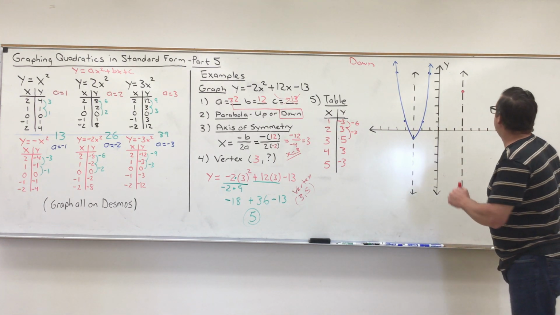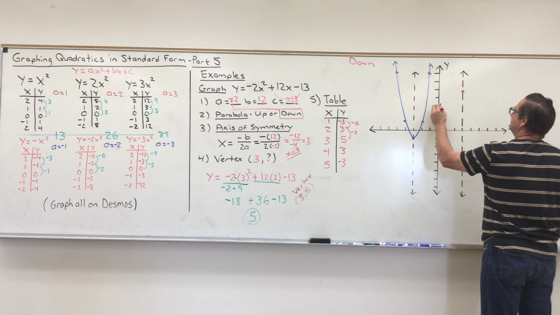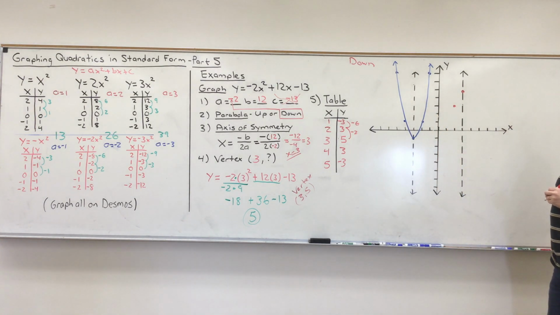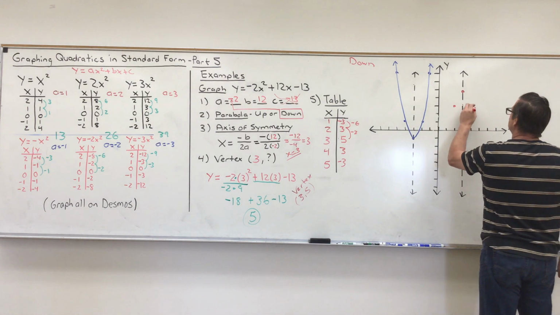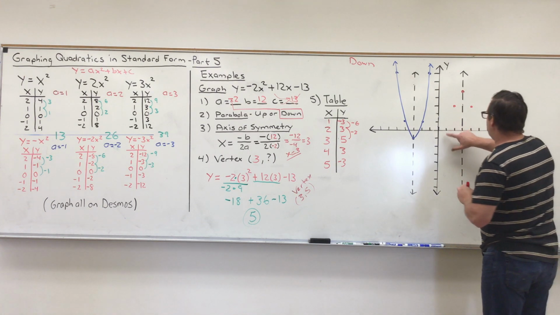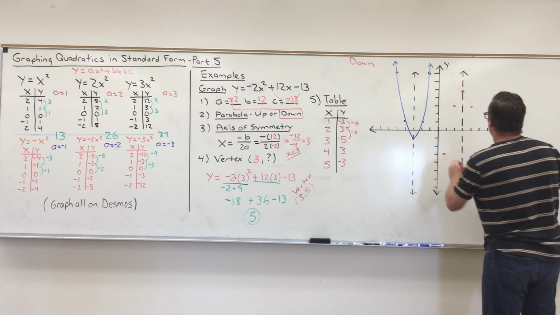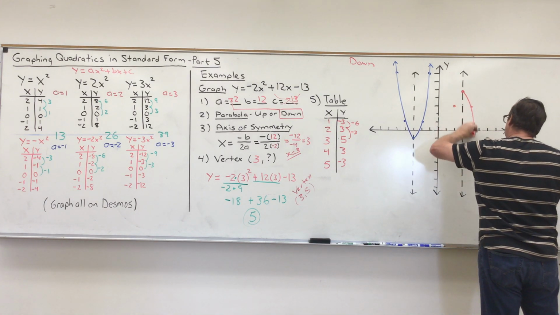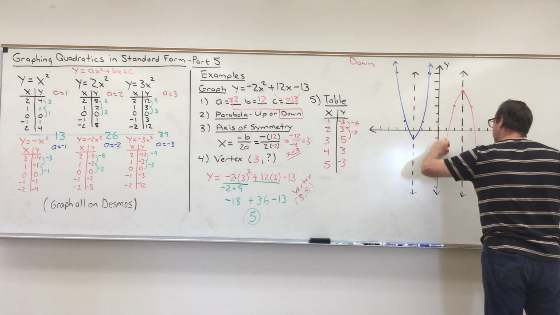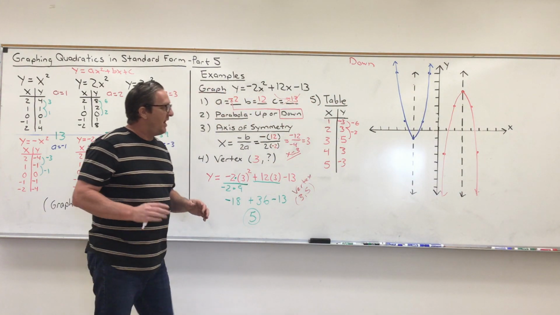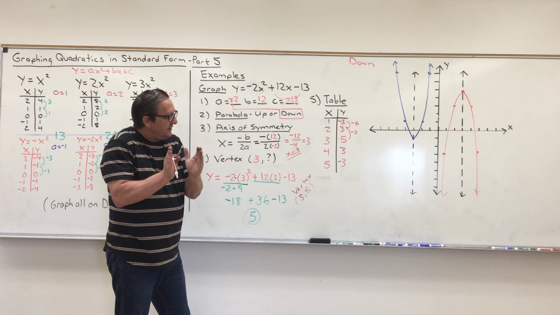So let's finish our graph. There is (2, 3) and (4, 3). And then I'm going to go (1, negative 3) and (5, negative 3). Sketch your parabola. And notice that 3 is slightly tighter.